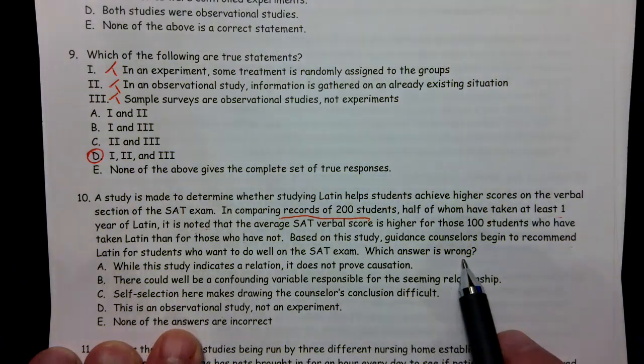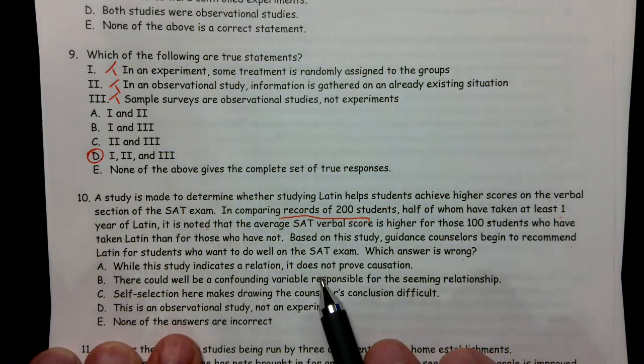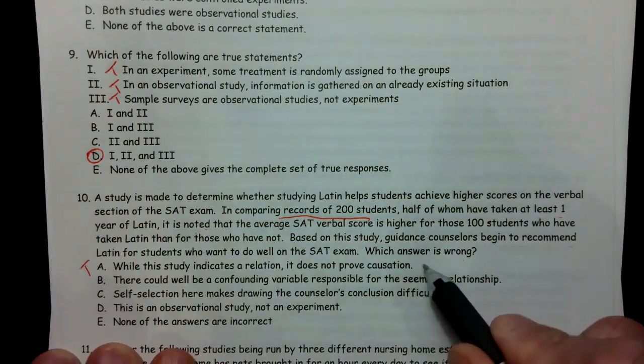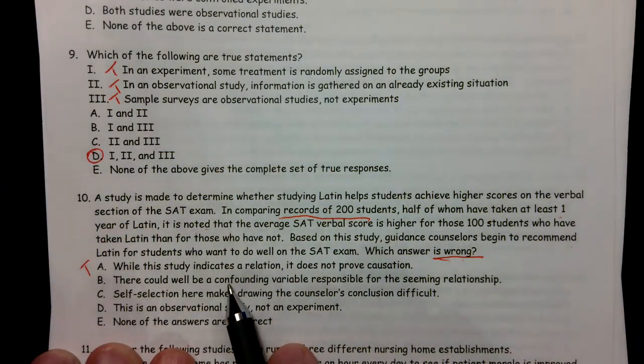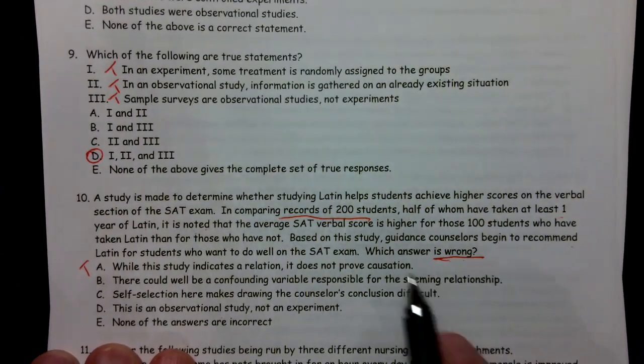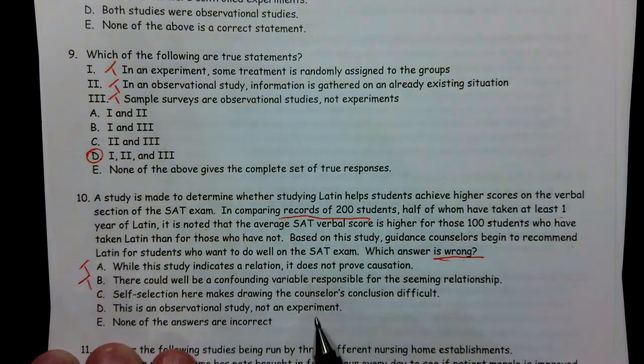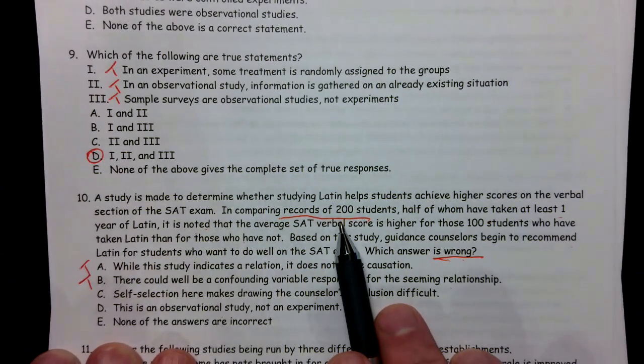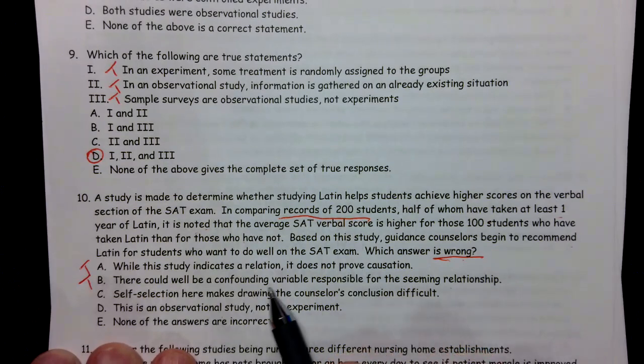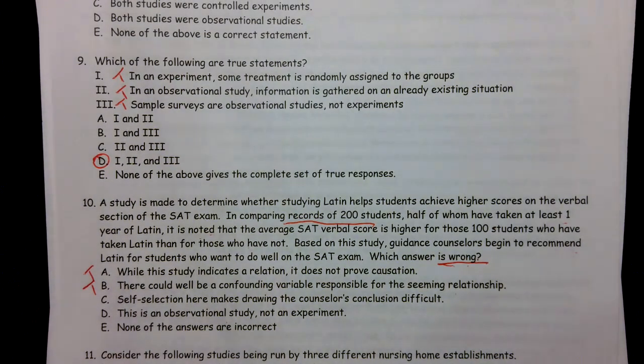Which answer is wrong? So this is an observational study. While the study indicates a relation, it does not prove causation. That's true. And remember, we're looking for what is wrong. There could be a confounding variable responsible for the seeming relationship. Anytime you're running an observational study, there could be a confounding variable. In this case, we have students studying Latin. That's probably the smarter student. Well, aren't smarter students going to have higher SAT scores? So intelligence could be a confounding variable. It's causing us to not know whether it's studying Latin or intelligence that's causing the changes that we're seeing.